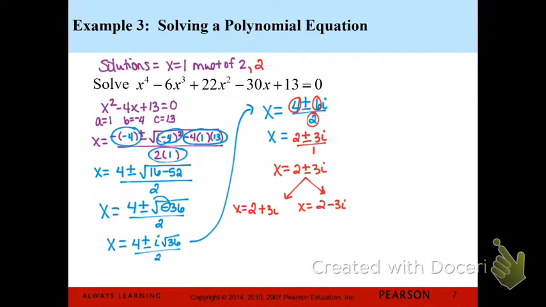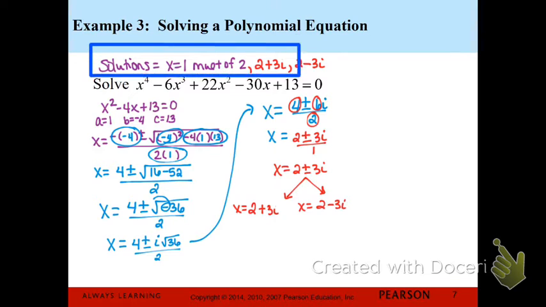So you said we had 2 plus 3i and 2 minus 3i. And we have 4 answers. Are there 4 answers there? Yes, ma'am. But I only have 3 written down. One is multiplicity. That 1 has multiplicity of 2, so it counts twice. Very good. So there are my solutions, my zeros, my x-intercepts, my roots, however they ask it, of this polynomial.